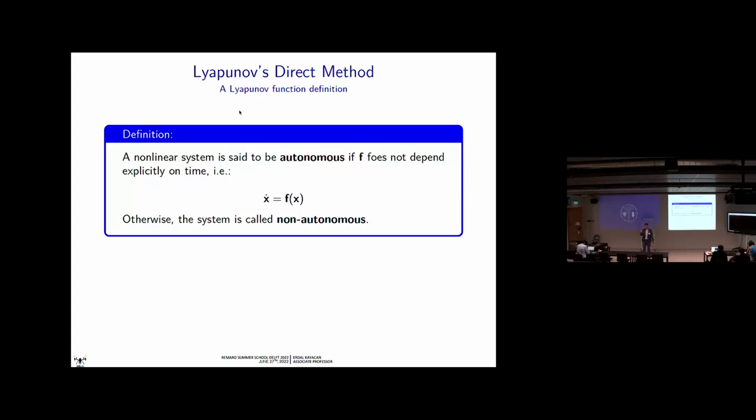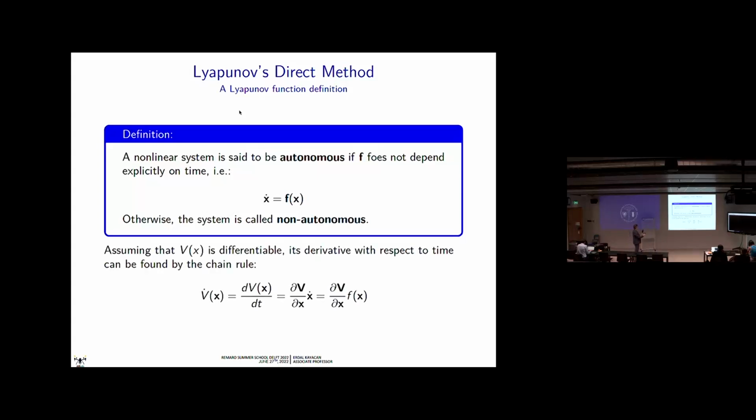For example, an electrical circuit is an autonomous system, but if the resistance value changes over time, then it wouldn't be. But most of the systems that we are going to deal with are autonomous systems. And assuming that V(x) is differentiable, its derivative with respect to time can be found with the chain rule, because V doesn't depend on one single variable. It has several variables, right? It depends on the number of states. So if you have more than one state, then you just use the chain rule to find its derivative, okay?